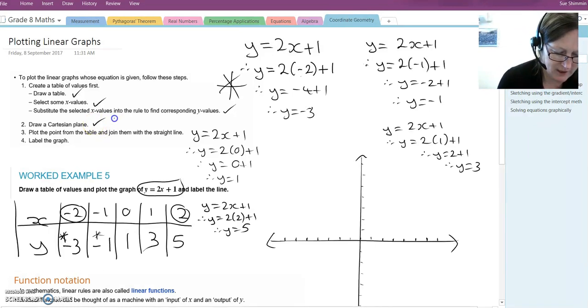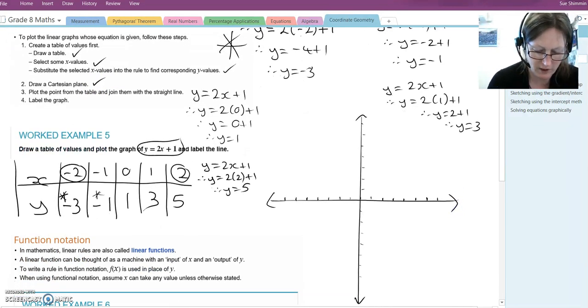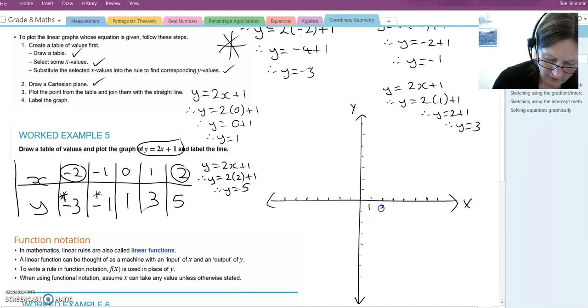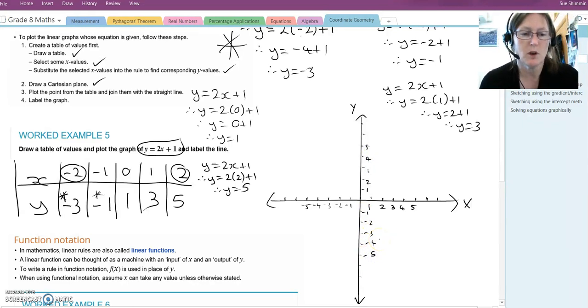Now going to point 2. I draw a Cartesian plane. So I've started to draw it here. I need to label y pointing to the sky, and then that axis is x. 1, 2, 3, 4, 5 on the x-axis, and we'll go this way. It's -1. So this is the negative way. This is our positive on the y-axis. This is our negative on the y-axis. So I've drawn my Cartesian plane. Plot the points from the table and join them with a straight line.